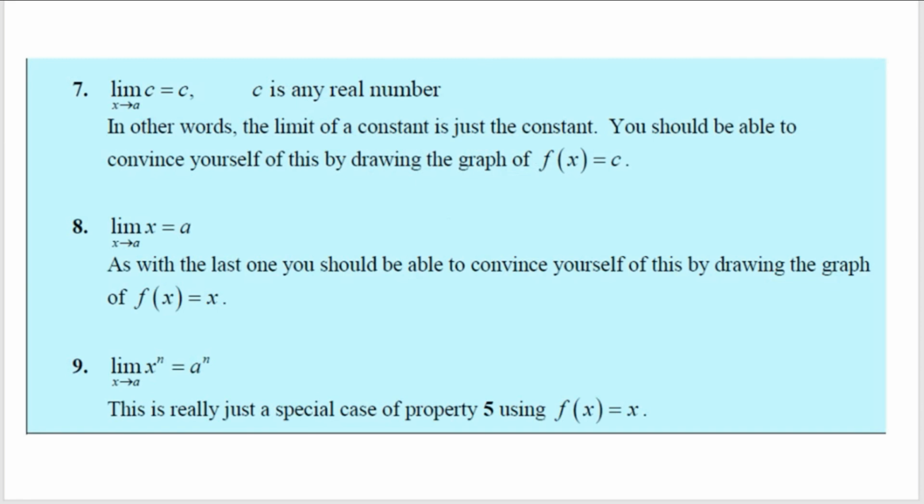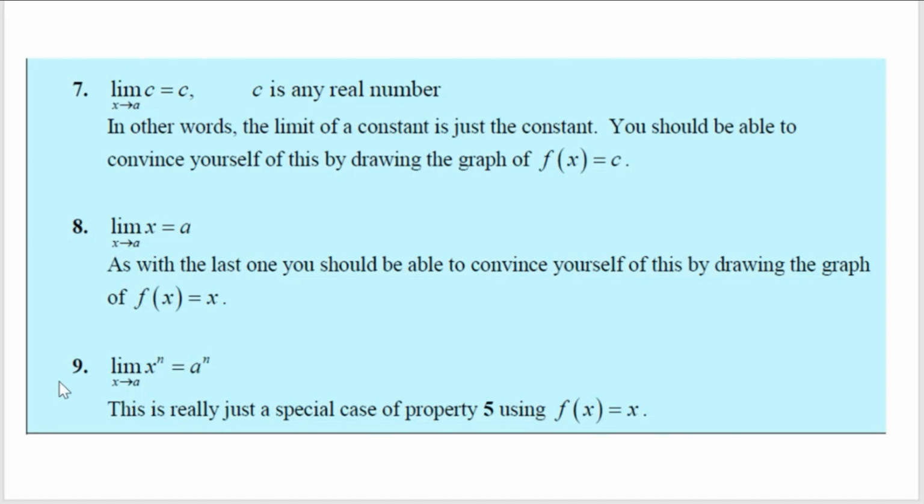Okay, for number 7, the limit of c is equal to c as x approaches a, where c is any real number. Take note of this. If the limit of the given is equal to the same given as x approaches a, then it's just equal to a constant. Now for number 8, the limit of x as x approaches a is equal to a. I hope you master the difference between number 7 and number 8.